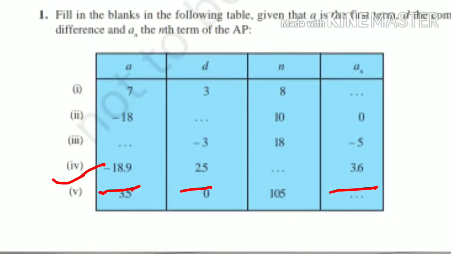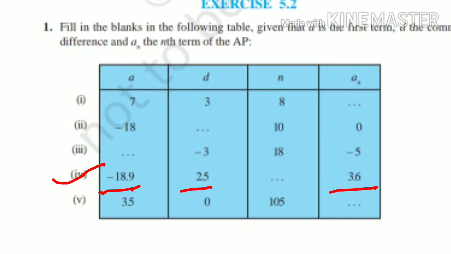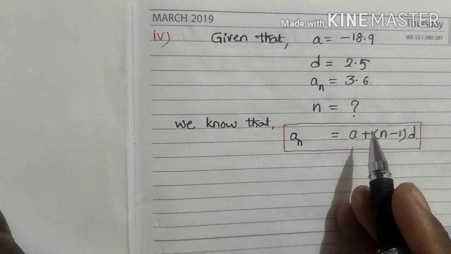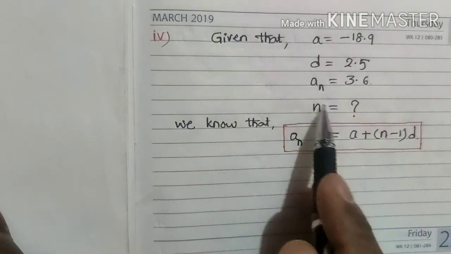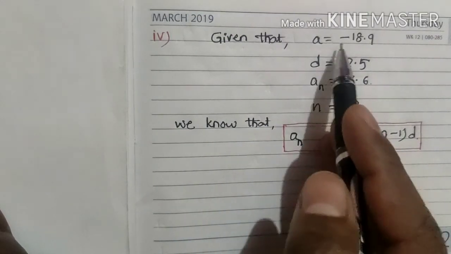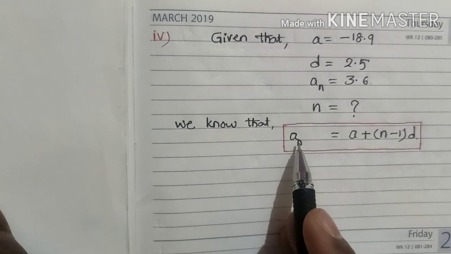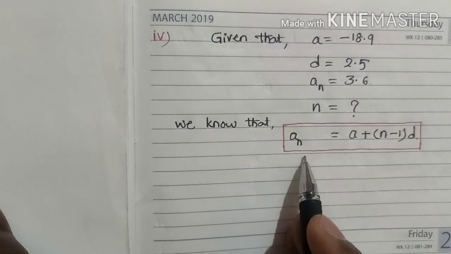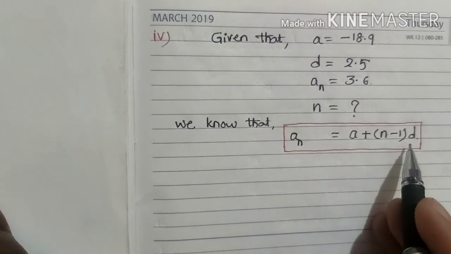In question number 4, the given values are a is minus 18.9, common difference d is 2.5, and an is 3.6. They are asking us to find the n value, so n equals question mark. What is the relation among all these? We know that the relationship among all these is the nth term or general term formula: an equals a plus n minus 1 into d.